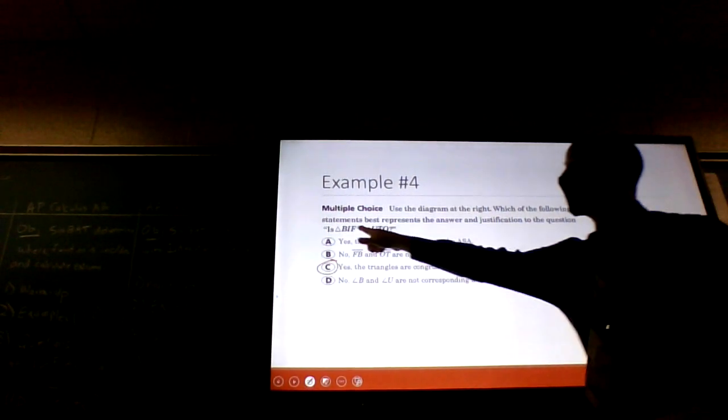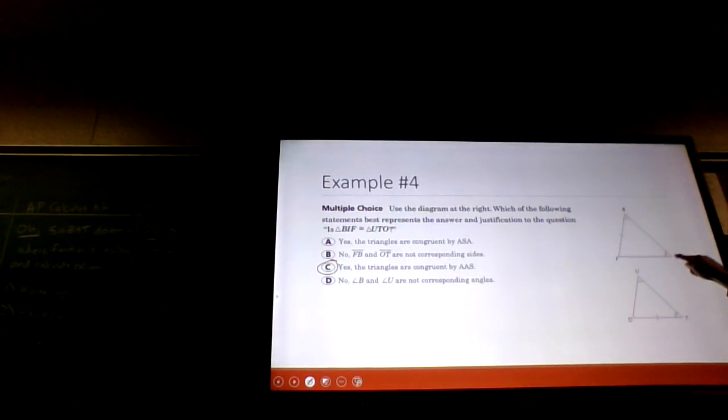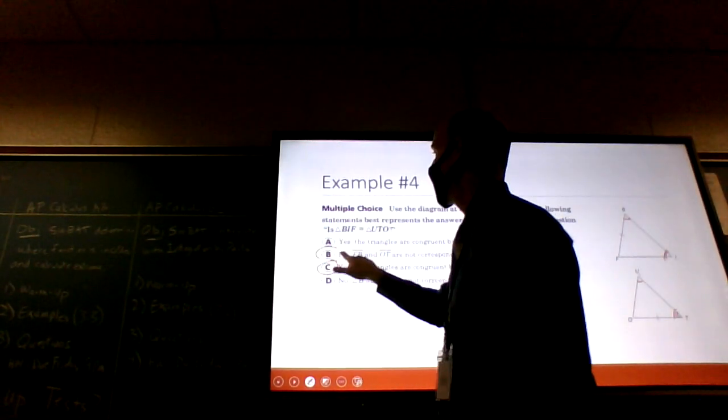Okay, so now we got BIF, BIF, and then UTO, correct? We've got this angle congruent to this angle congruent to this angle. Uh-oh. That's what I said. We would need this side to be congruent to this side. Or we would need, since this side's, we'd need it to be congruent. So guess what the answer is? B. Yeah, that's what I said.